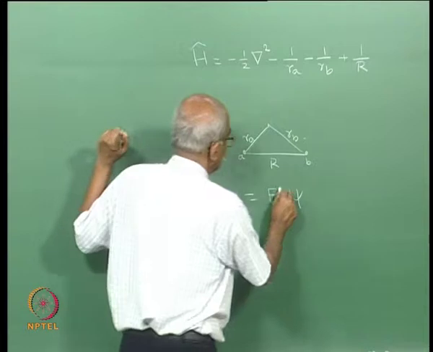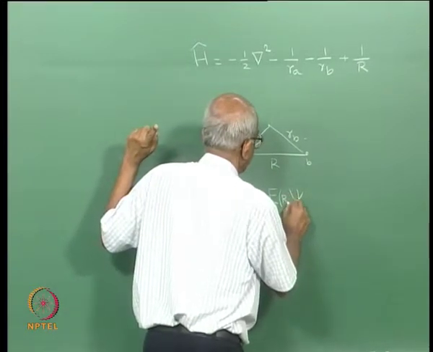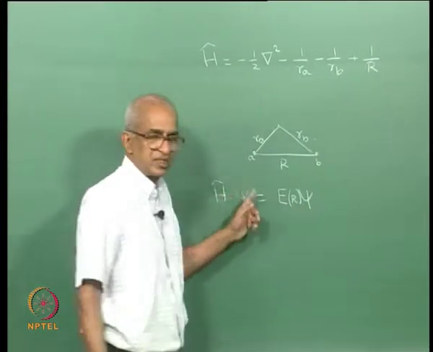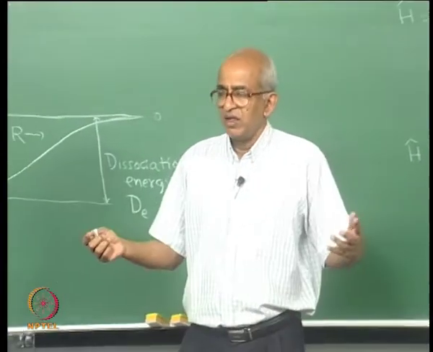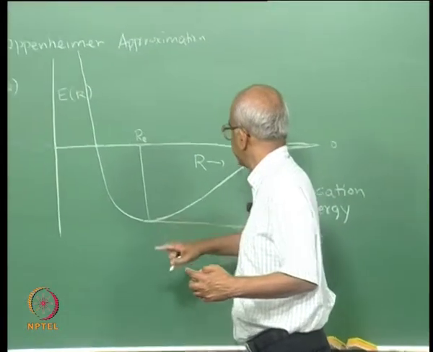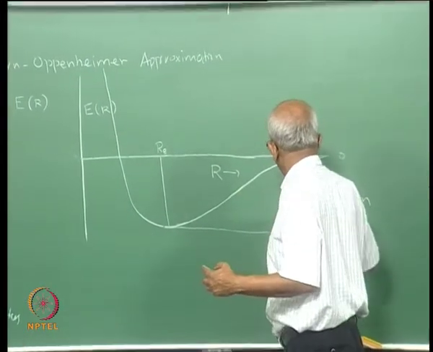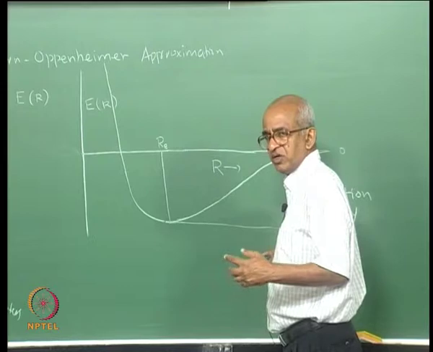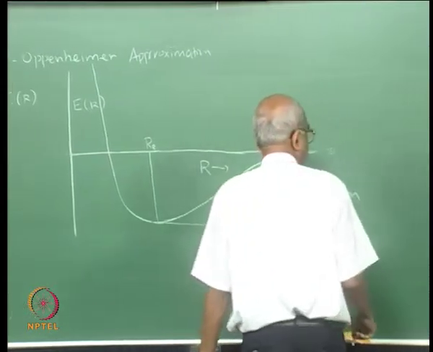So, therefore, this E is actually a function of R, and I want to know precisely what this function is, because it is very useful. If I knew it, I would be able to find the equilibrium internuclear distance, I would also be able to find the dissociation energy of the molecule. So, therefore, this is very useful.